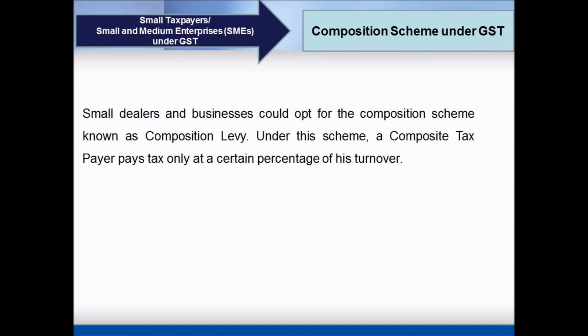Composition scheme under GST. Small dealers and businesses could opt for the composition scheme known as composition levy. Under this scheme, a composite taxpayer pays tax only at a certain percentage of his turnover.